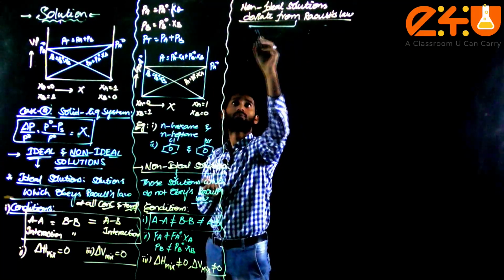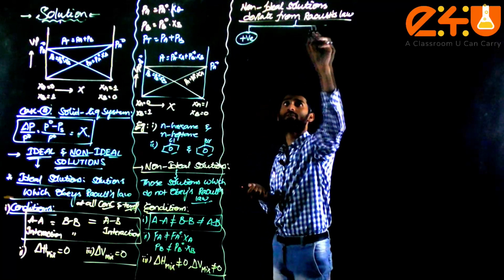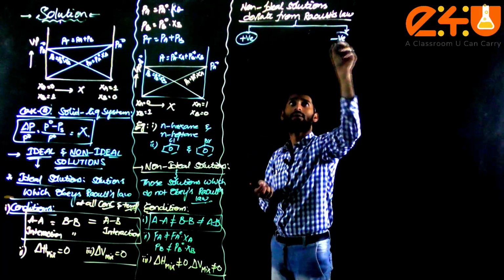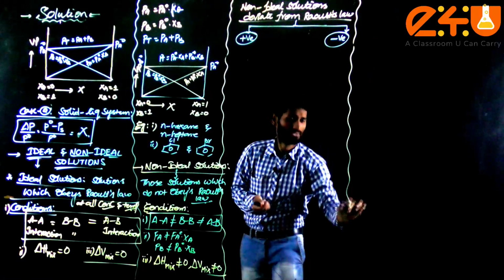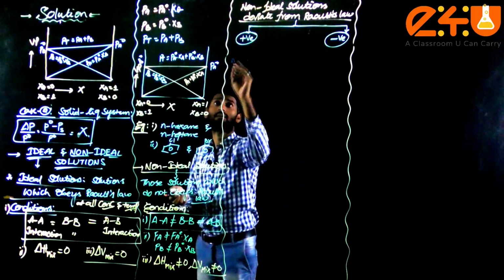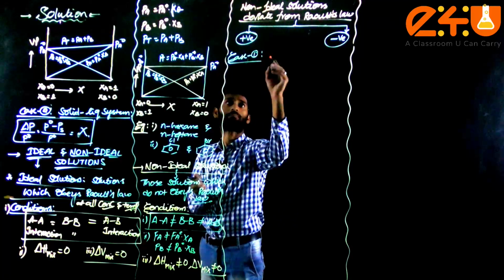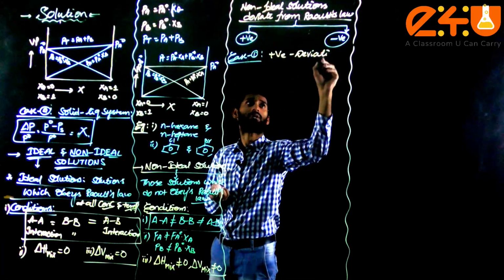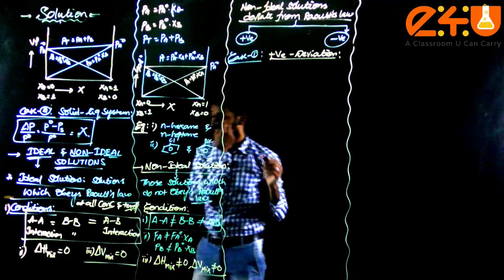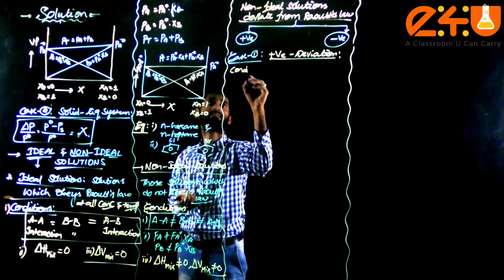How many conditions, dear students, are there here? There are two types of deviation: one is positive deviation, and the second one is negative deviation. Now let us start. Case 1, positive deviation. Positive deviation, non-ideal solution, dear students. What are the conditions for positive deviation?